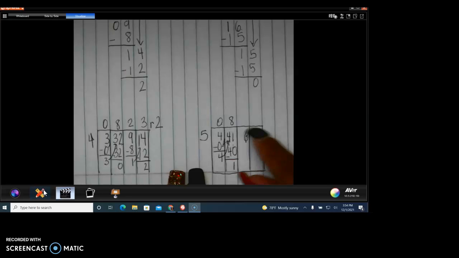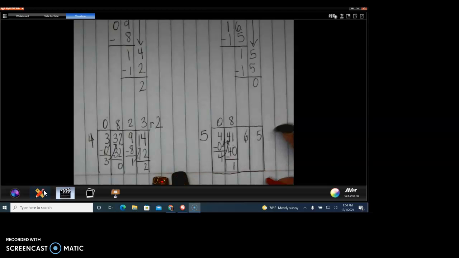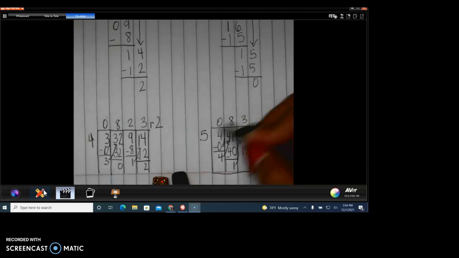Now I'm using 1 line space to do mine, but if you need to make it larger, I'll model that on this third problem. If you need to make it larger, please make it bigger. Okay, I'm left with 1 here. I need to carry this over. So now I have 16. Can I make any groups with 5? Yes, I can. I can make 3. 3 times 5 is 15. I subtract, I'm left with 1.